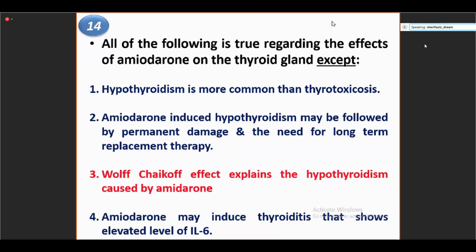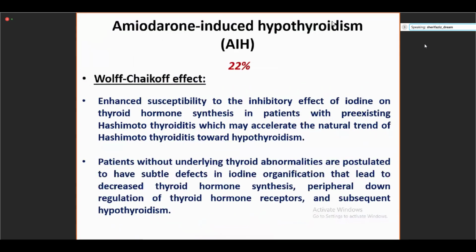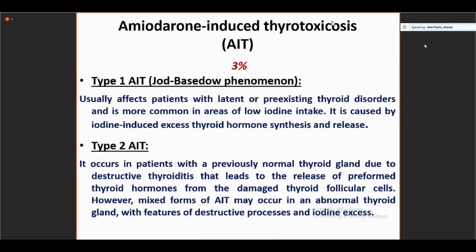So in the next slide, we can show a summary regarding amiodarone-induced hypothyroidism and the explanation of the Wolff-Chaikoff effect. And in the other slides, amiodarone-induced thyrotoxicosis, we can see that it is less common than hypothyroidism. And there is type 1, the Jod-Basedow phenomenon, and type 2, of course, in patients with a previously normal gland due to destructive thyroiditis.